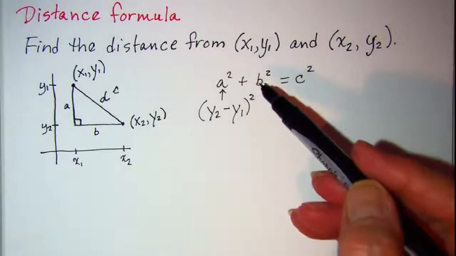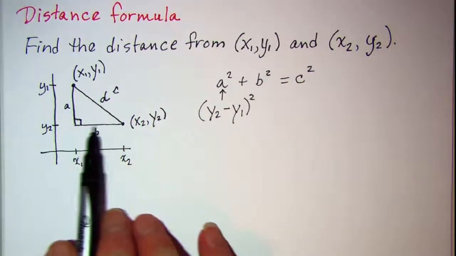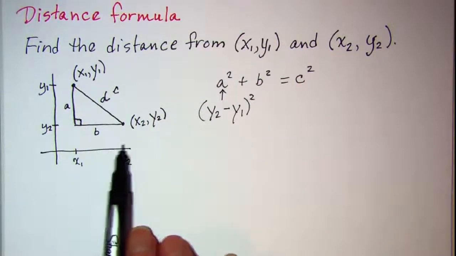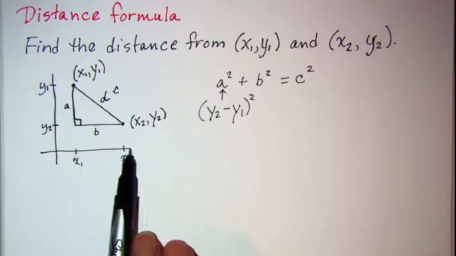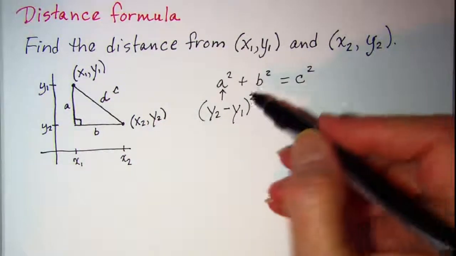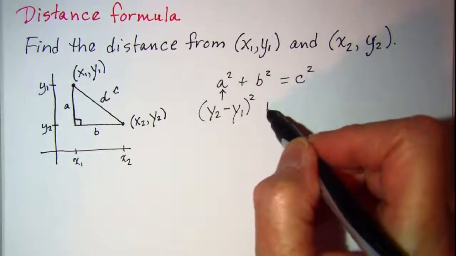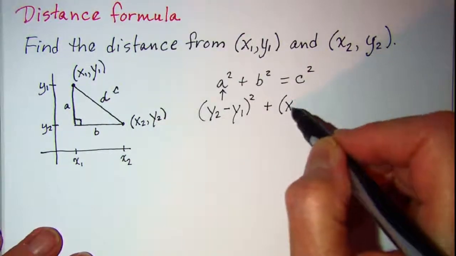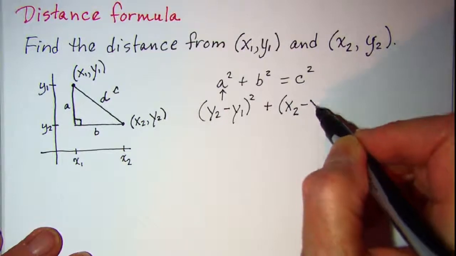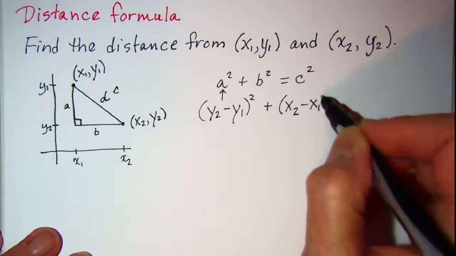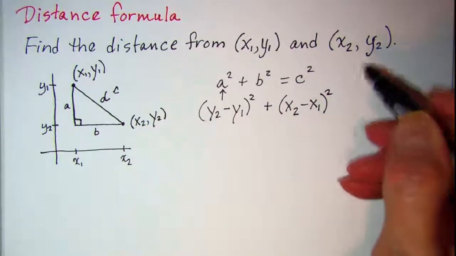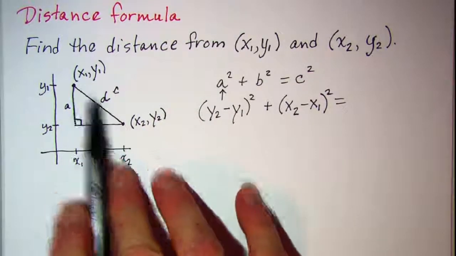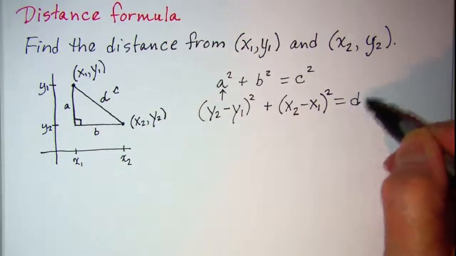Now let's do our B. That's this horizontal side here. Again, to find the length of that line segment, I just need to subtract these two numbers. So my plus sign, I'm going to bring that down. And then if I subtract x2, subtract x1, quantity squared, that'll give me my d, my distance squared.